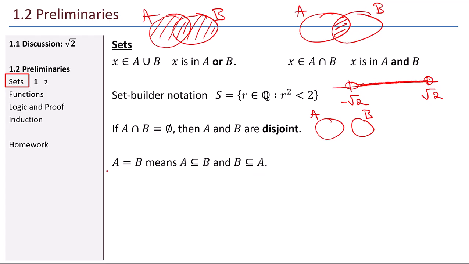This is often how we prove equality of sets. We prove that set A is contained in set B, and we prove that B is contained in A. If I can show both of those containments, then I know that the two sets are in fact equal.